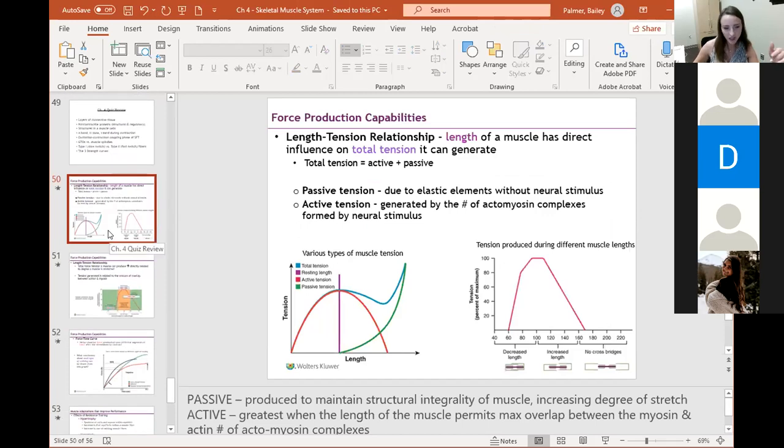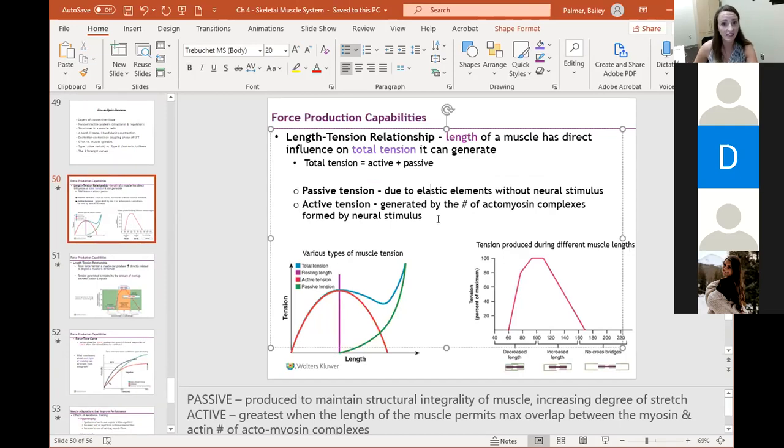Okay, so continuing with these curves, this one, the length tension relationship. This one is my favorite because it's really easy to understand. It just has to do with how the length of the muscle influences how much tension the muscle can produce. There are a lot of components that contribute to this relationship: passive tension, active tension. You do have to know the definition, so the difference between active and passive, and then how that creates total tension, which it says right here.